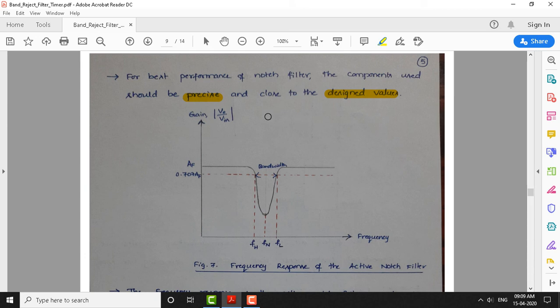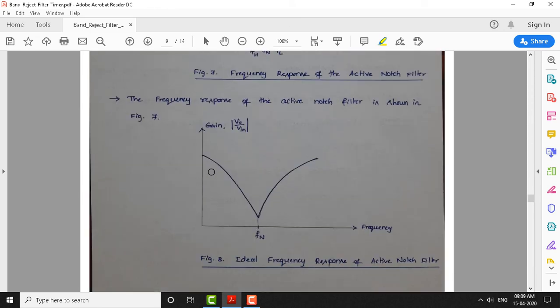So this is the practical filter response of the active notch filter. But the ideal filter response is somewhat different here. We have just a center frequency Fn for the ideal active notch filter.